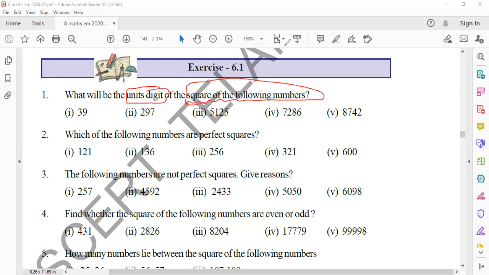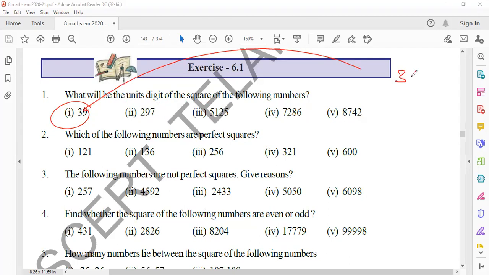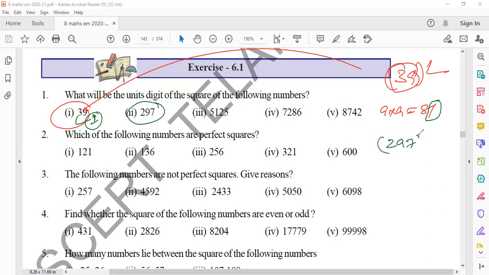First question, 39. What is the last unit digit of the square of 39? 39 square. 9 into 9 is 81. What is the answer? Last digit, 1. Next, 297. Second question. 297 square, last digit means you just take 7 into 7, 49. The answer is just 9.